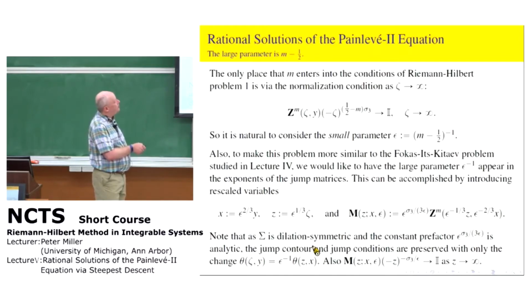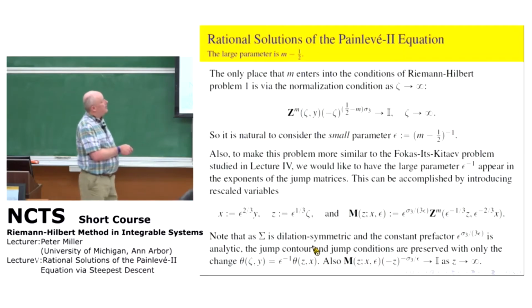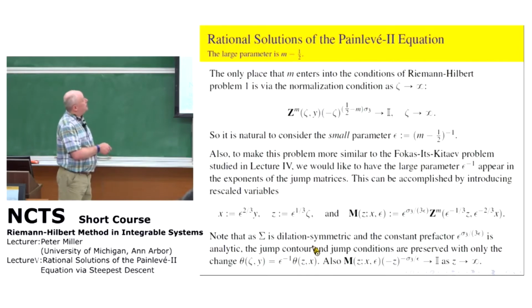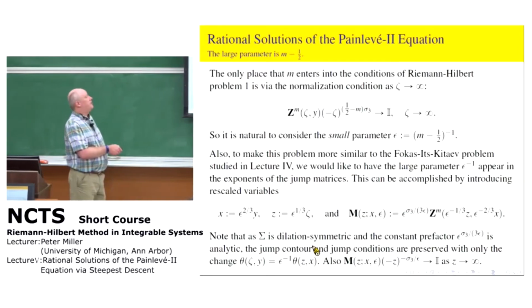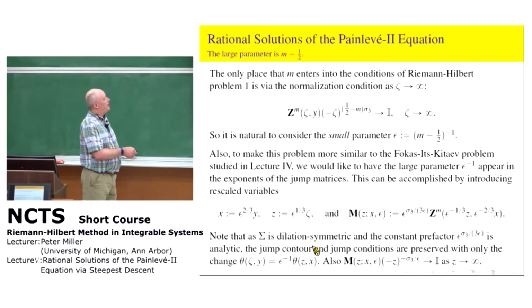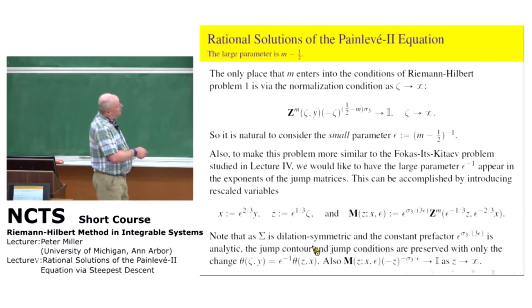So we're going to write things going forward in terms of this small number epsilon, which is the reciprocal of a half integer. Also, to make the problem more similar to the one that we studied in lecture 4, the Fokas-Its-Kitaev problem, we also want to have the large parameter 1 over epsilon showing up in the exponents of the jump matrix. And right now there's no m in the jump. So we can accomplish that by just scaling the variables of the problem. This is already a natural thing. We already said that the size of y is like m to the 2/3 to capture the triangle. So here we just get something of size 1, roughly speaking, by this product.